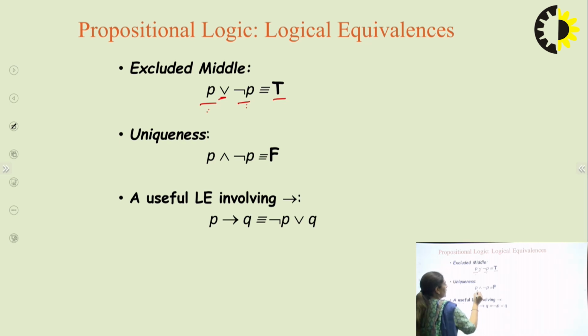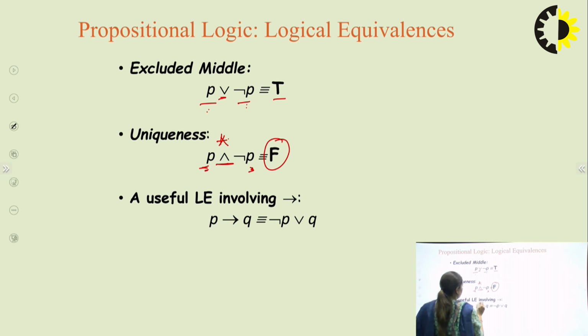Uniqueness means this is AND, we are taking the product in this, right? If this is 1, this is 0. If this is 0, this is 1. That means both the inputs are not the same, one is high and one is low. So that's why it is always false, right? For a product term, both the inputs should be high for a high output.